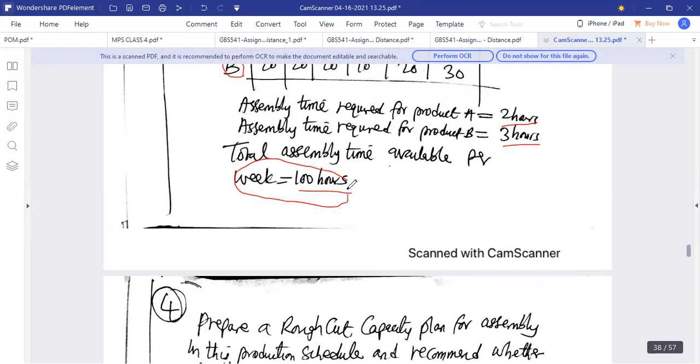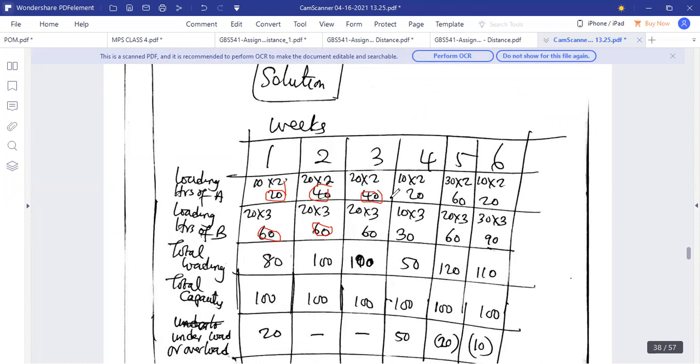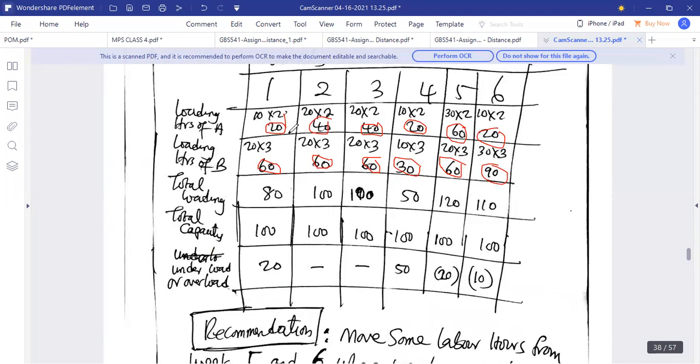So even here, you see 40 and 60. Then here it will be 20 and 30. Then here it will be 60 and 60. And then here it will be 20 and 90. So the total loading, you add these. You get 80 here, 100 here, 100 here, 50 here, 120 and 110, simply by adding these ones.